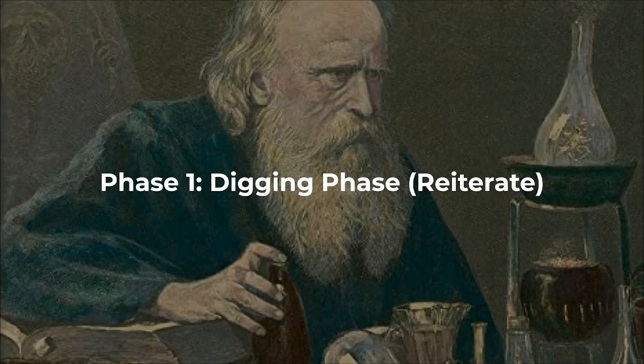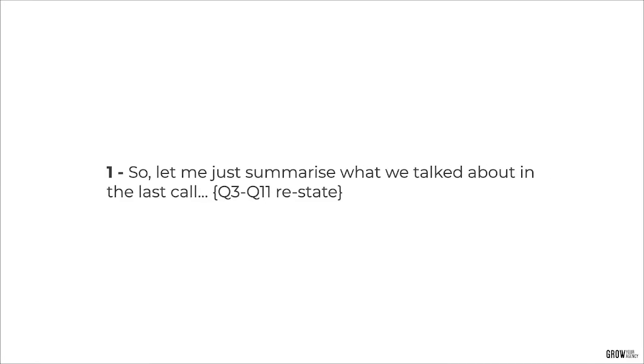So the next thing you're going to do is move back to phase 1 and reiterate what was said in that first call. So let me just summarize what we talked about in the last call. Here you're basically just going to restate from roughly question 3 to question 11 of your first call together. You should have been taking notes, or even if you're just taking mental notes, here's where you restate why they started their business, how much revenue they're doing, where they want to get to, etc. And this is super important because it shows them that you are attentive, you listened, you cared. And as I said, that's why I really like to have pen and paper and write stuff down.